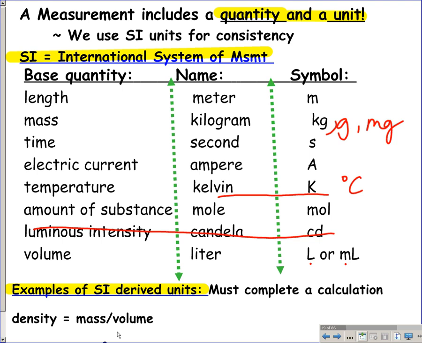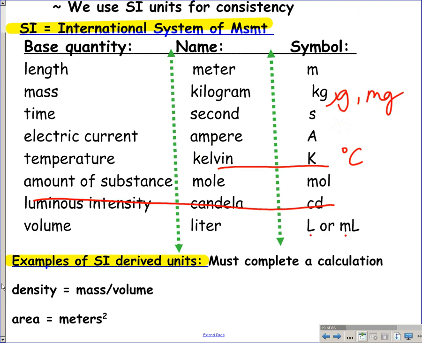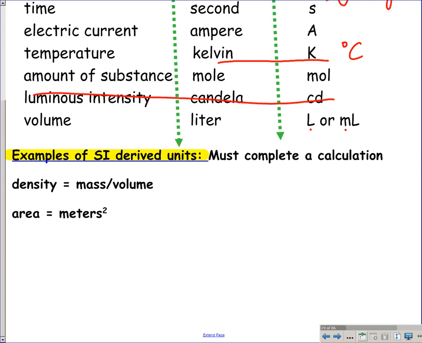Okay, so basically we will use these types of measurements and combine them together to make something called a derived unit. A derived unit just means that you take two things and you multiply them or divide them. That's really all it means. Derived sounds like it's really complicated. It's just a calculation.